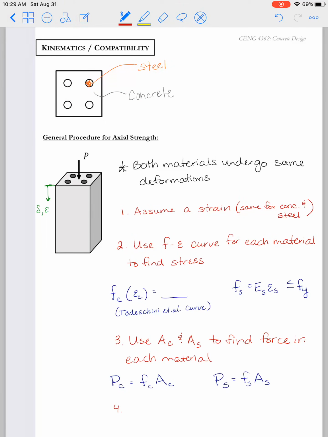Then in our final step, we'll just add these two forces together. So we'll take the force in the concrete plus the force in the steel, and this will equal the total force that the reinforced concrete column can handle.